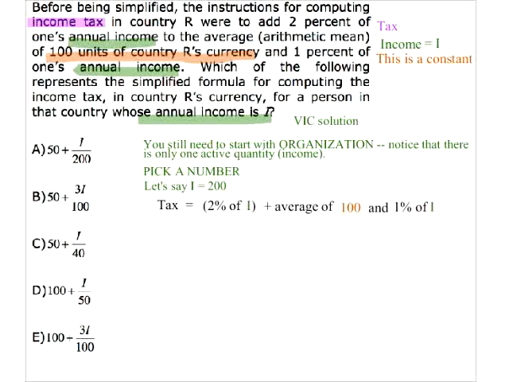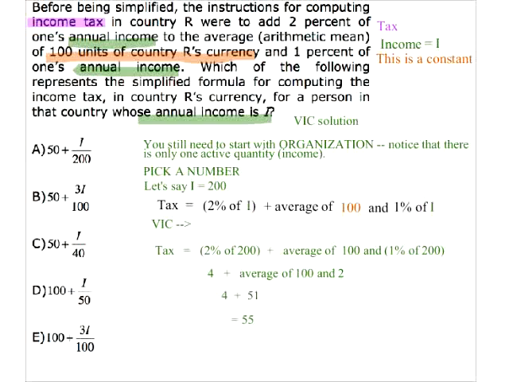So with your number, when you do this VIC, you get the tax is 2% of 200 plus the average of 100 and 1% of 200. So that's 4 plus the average of 100 and 2, which is 4 plus 102 over 2, which is 51. So that's 55.